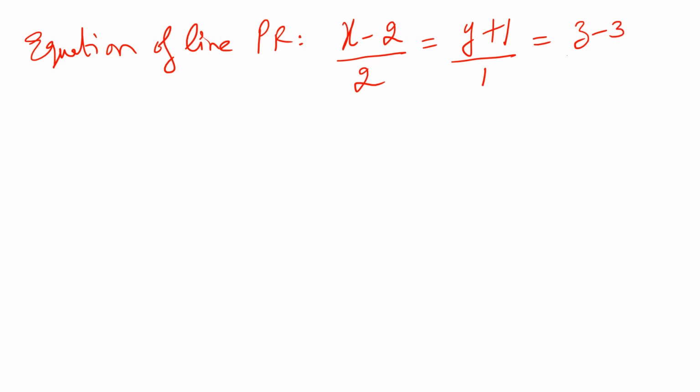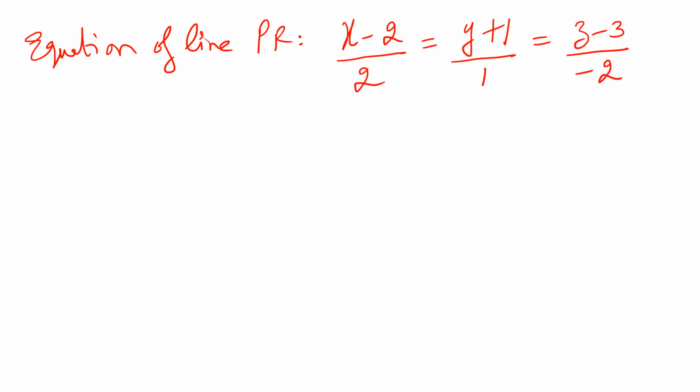So now I can write the equation of line PR as, now students, the line PR is passing through the point P. So I will use the coordinates of the point P in writing the equation of line PR, and the direction ratios of this line PR will be same as the direction ratios of the normal to the plane M. So that means the equation of line PR becomes (x minus 2) divided upon 2 equal to (y plus 1) divided upon 1 equal to (z minus 3) divided upon minus 2.